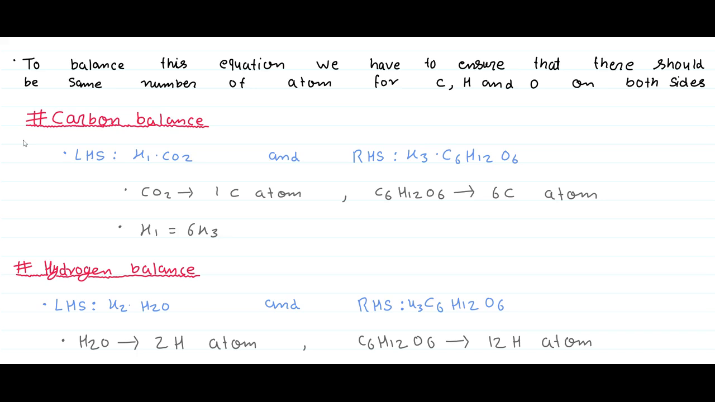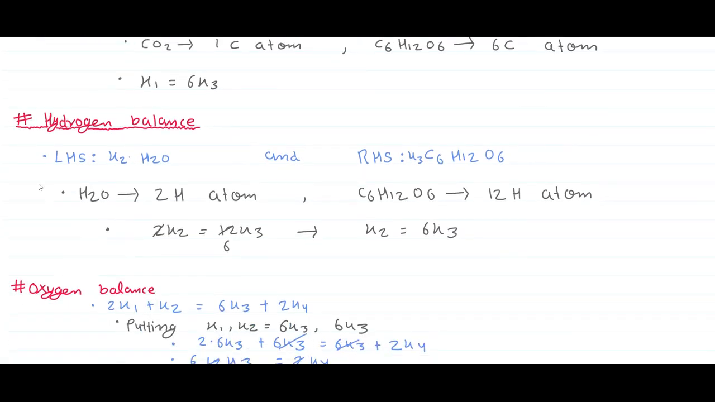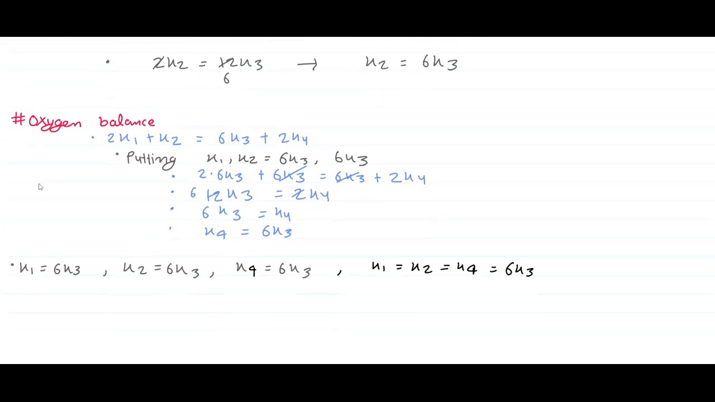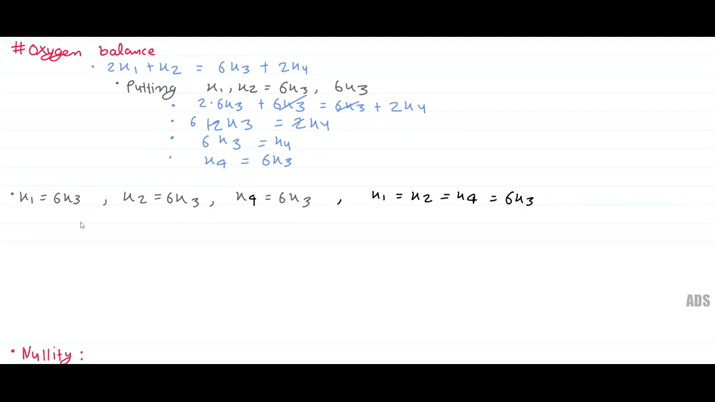Let us first balance the carbon atom. On the left hand side the carbon atom comes from CO2 having 1 carbon atom. And on the right hand side it comes from the glucose having 6 carbon atoms. So, from this balancing we got an equation of x1 is equal to 6 times x3. And similarly, the equation obtained from balancing the hydrogen is x2 is equal to 6 times x3. Again, after balancing the carbon, the equation that we got is x1 is equal to 6 times x3. So, what we get is x1 is equal to x2 is equal to 6 times x3.